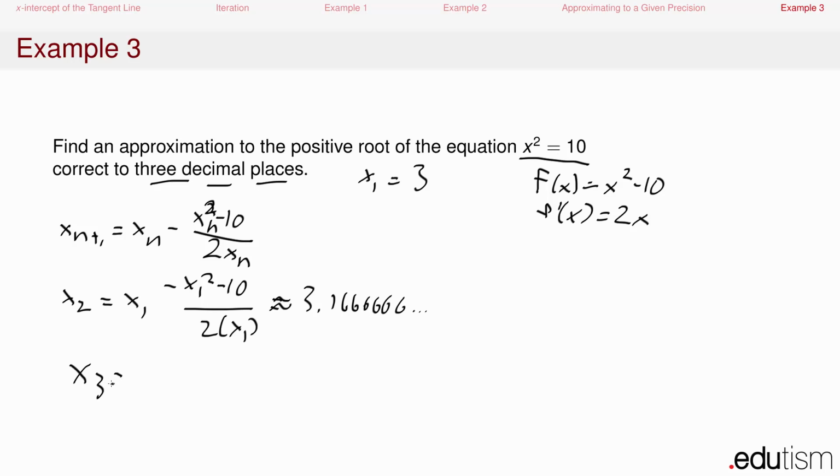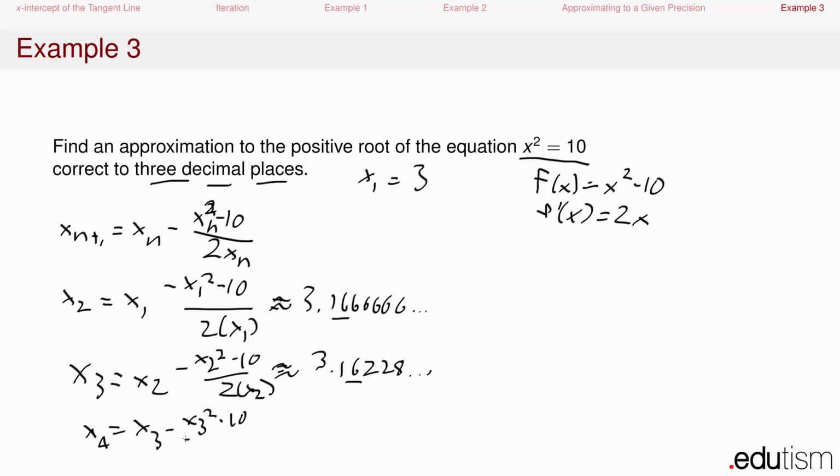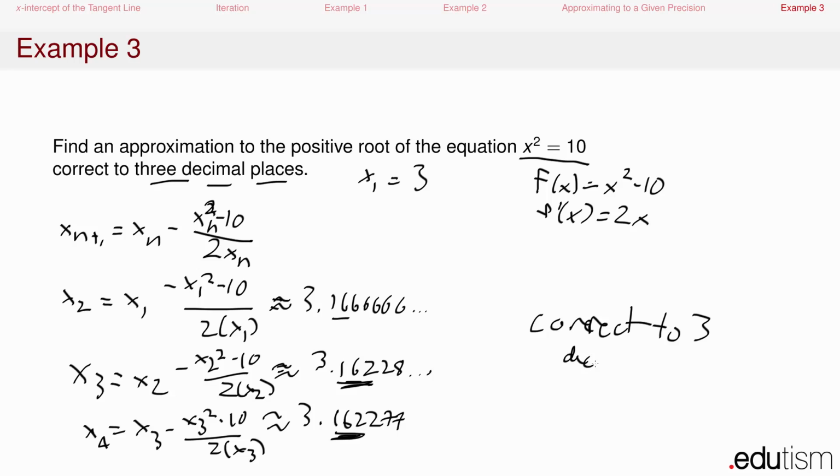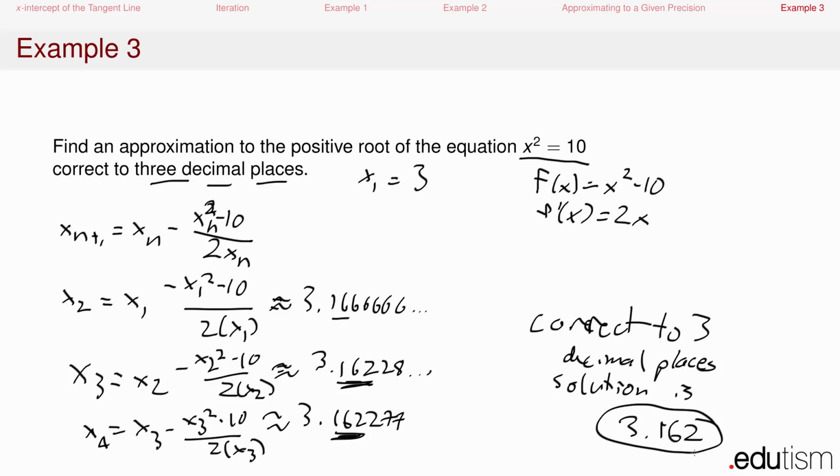Then we can use that approximation to find x3. x2 minus x2 squared minus 10 over 2x2. Now, approximately, if you plug this in, we get 3.16228. Okay, these two agree on the first 2 decimal places, but not on the third one yet, so we're going to keep going. x4 is going to be x3 minus x3 squared minus 10 over 2 times x3. This is going to be approximately 3.162277. Okay, these two agree on the first three decimal places, so those first three decimal places will probably be correct. So, correct to 3 decimal places, the solution is 3.162. There we go. It's an approximation to the solution of x squared equals 10.